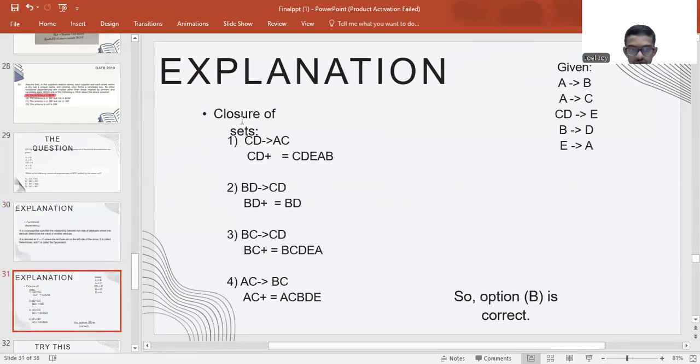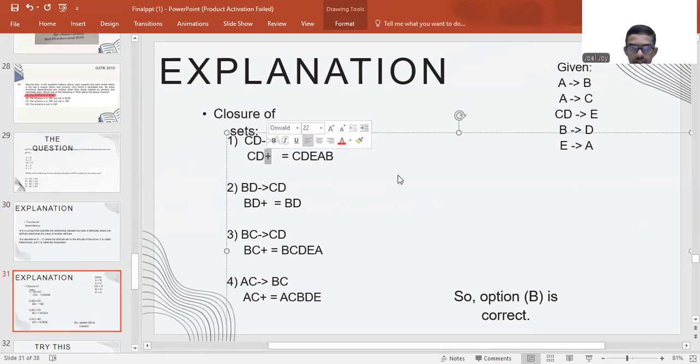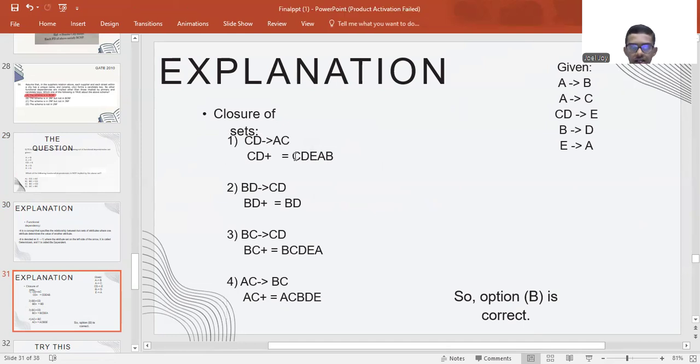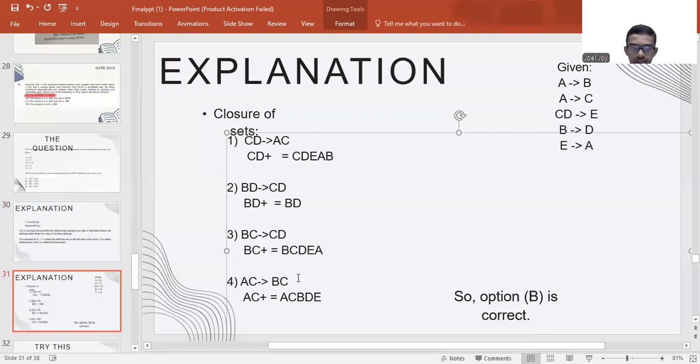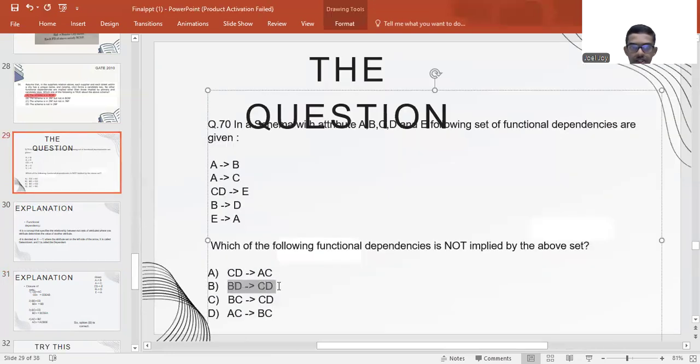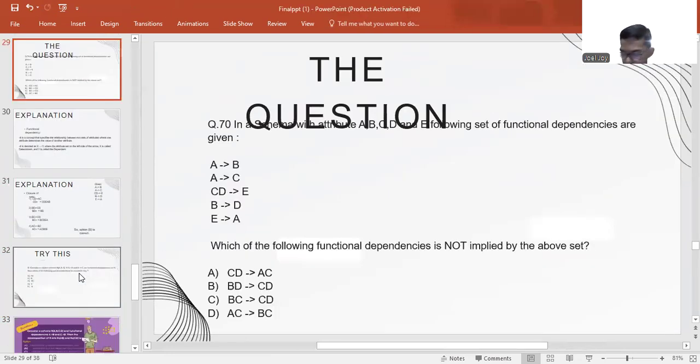So the explanation will be basically the closure of sets. CD implies AC, and this plus basically stands for the closure. It gives CDEAB, and in case of BD plus, it gives BD. In the case of BC, that gives CD, and BC plus, that gives BCDEA, and AC gives BC. In that, AC plus is equal to ACBDE. And so from here, the correct option will be B. Option B, BD gives CD, will be the correct option.